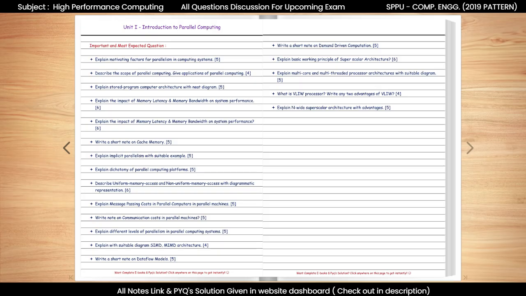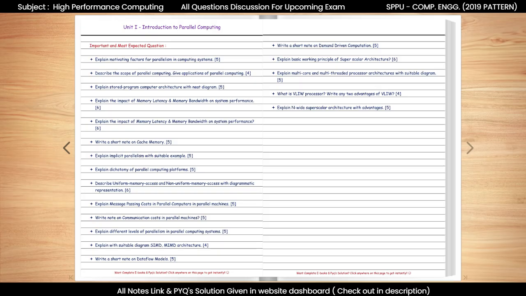Now, let us move on to our next important topic, cache memory. From this topic, we can expect questions such as, write a short note on cache memory. Cache memory is a small, very fast memory located close to the processor. Its main purpose is to store frequently used data and instructions so that the processor does not need to access slow main memory repeatedly.